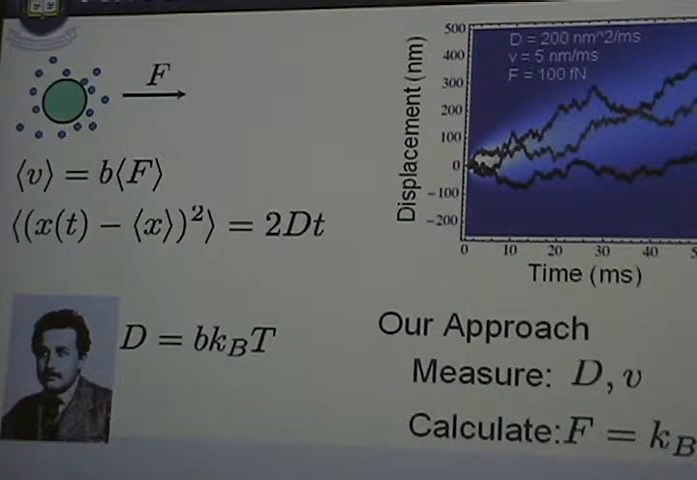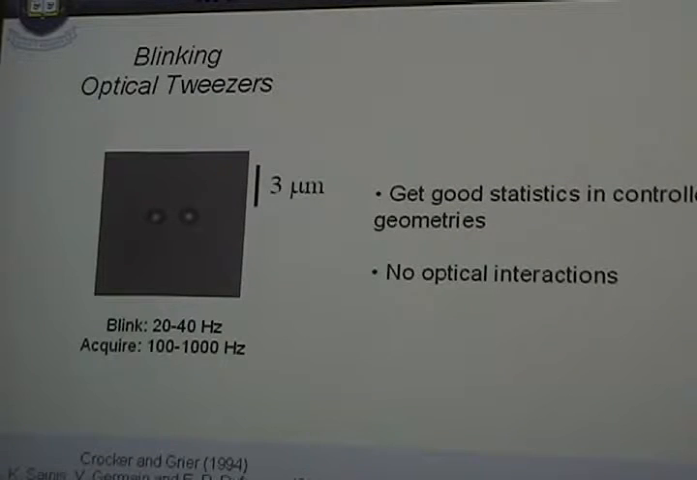The problem is that we want to measure forces in particular configurations. We want to know the force between two particles at a certain separation, and it's hard to get good statistics in a configuration like this. I want to know the force between these two particles at this separation. With a single trace, I can't do it.